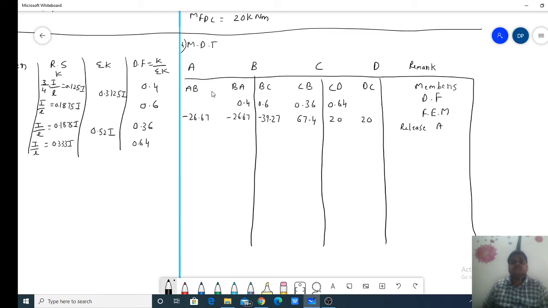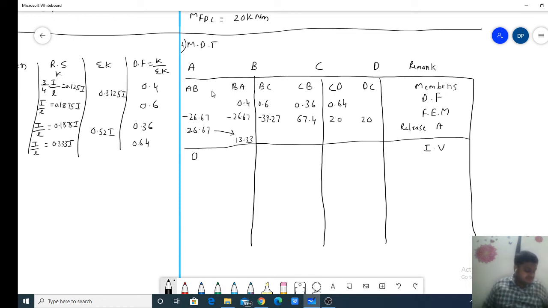Release A. So when I am releasing, this comes out to be plus 26.67 and half of this needs to be transferred here as B is continuous, so this comes out to be 13.33, right? Now these will be my initial values. So initial values will be, this will be 0, minus 26, minus 33, so this comes out to be minus 13.34, this is minus 39.27, this is 67.4, this is 20 and this is 20. So these are my initial values.